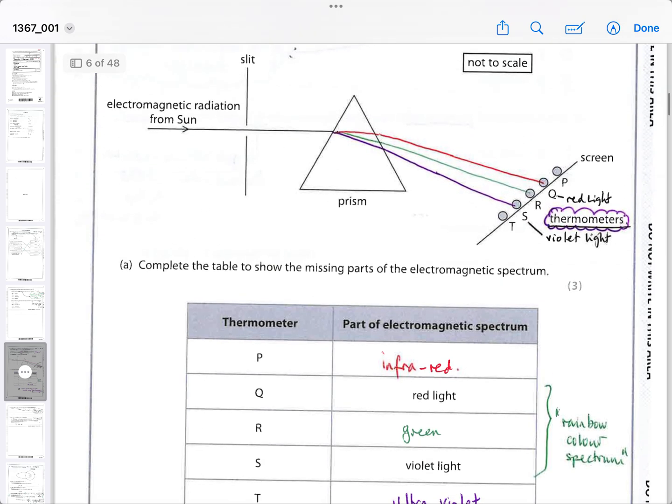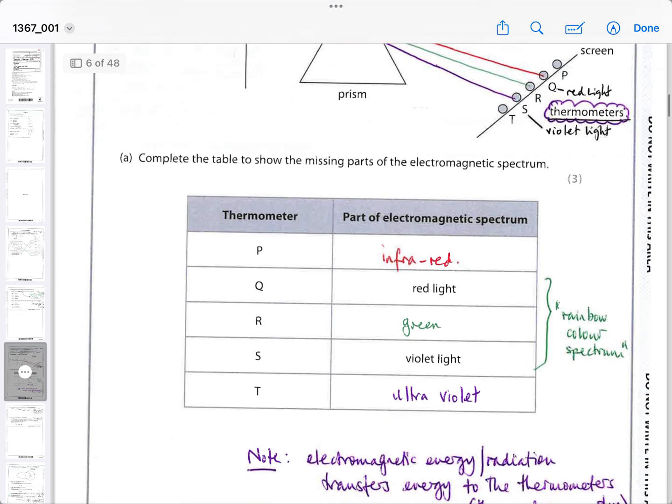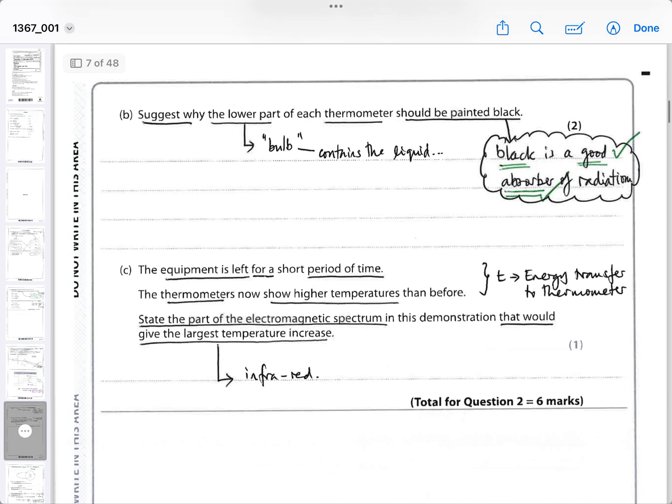Okay, so you see the diagram, that's where they put thermometers, because they're going to ask you a question about that later. And it says, suggest why the lower part of each thermometer should be painted black. Well, the bulb of the thermometer, the lower part, is where the liquid which expands is contained. They used to use mercury, and now they tend to use alcohol, coloured alcohol. So black is a good absorber of radiation. So 1 mark for knowing that black absorbs radiation, and 1 mark for knowing that black is the best absorber of radiation. And also, in other questions, it would also be the best emitter of radiation.